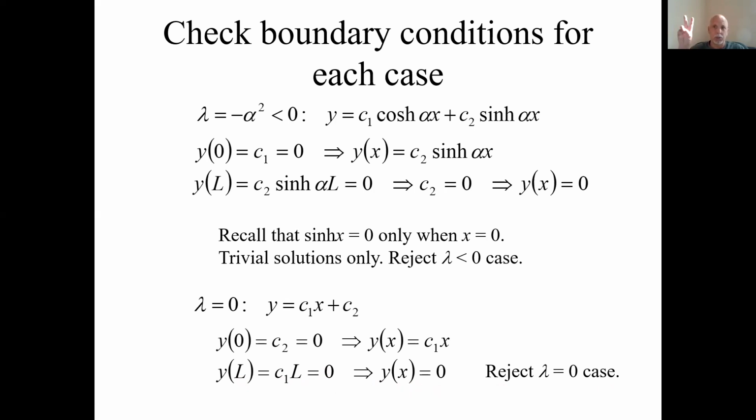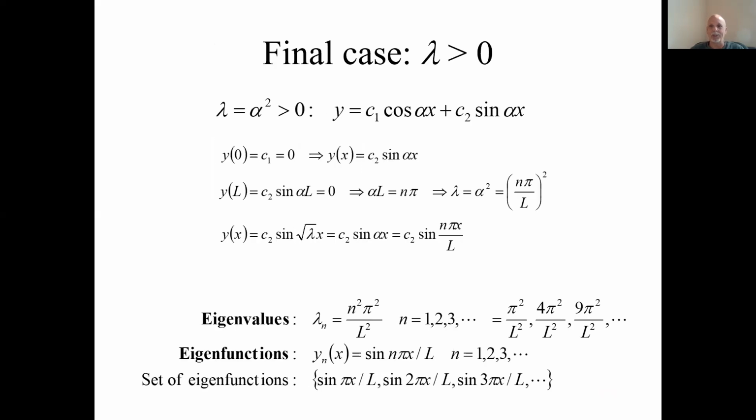Two of the three cases we reject. What do you think is going to happen with the third case? That's when lambda is greater than 0, which means it equals some positive alpha squared. Here was the general solution in that case. Plug in 0 for x, the cosine is 1, the sine is 0, so we get C1 equals 0, which means here's the surviving solution.